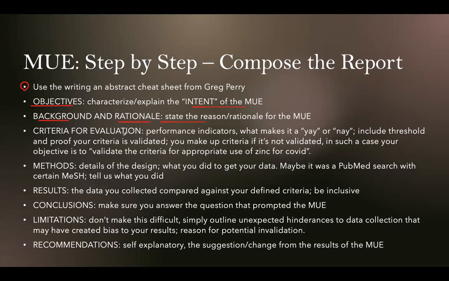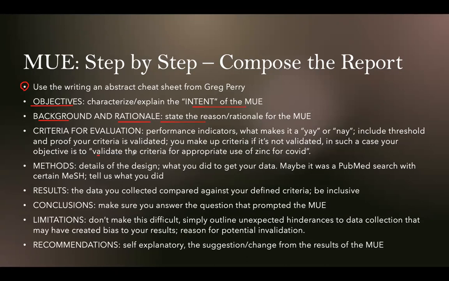What was your performance indicator? What makes it a yay? What makes it an A? You've got to include those thresholds and proof of criteria. Remember, don't create your own scale because you're looking for validation. So you have to make sure that you're using a validated scale, if you will. So as I put in there, if you make up your criteria and it's not validated, in such a case, your objective is to validate the criteria.